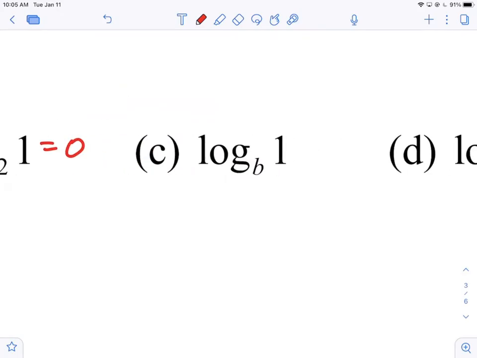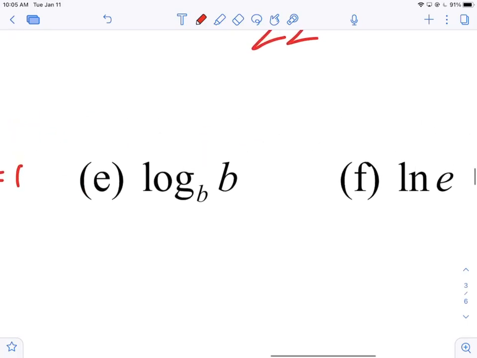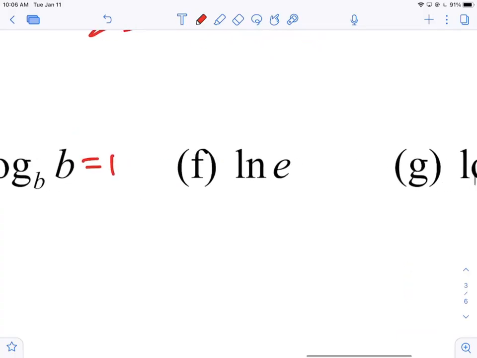What's log base b of 1? 0. Because b to the 0 for any legal base is 1. Yeah. This is repetition here. What's log base 12 of 12? 1, because that's the same as log base 12 of 12 to the first. That's 1. So look, if you confirm this by doing around the world, log base 12 of 12 is 1 because 12 to the first is 12 to the first. Yeah. What's log base b of b? 1, because b to the first is b. What's the natural log of e?